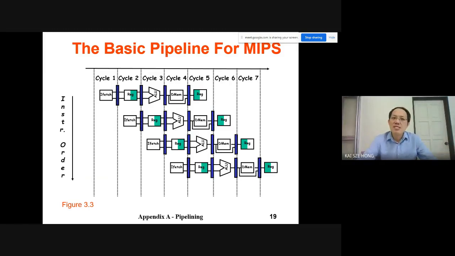So the basic pipeline for the MIPS can be used to run 5 instructions at one time. At this time, you can see four of them here. Actually, if you put one more, you can have 5: 1, 2, 3, 4, 5. So all instructions can be run together in parallel. So there's no problem.